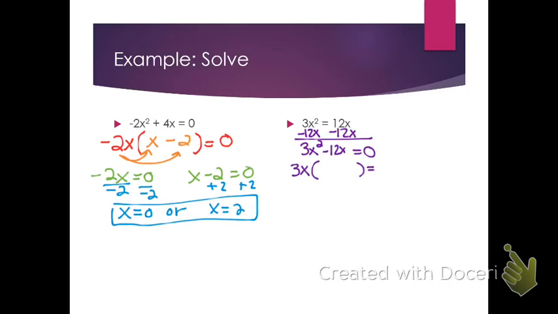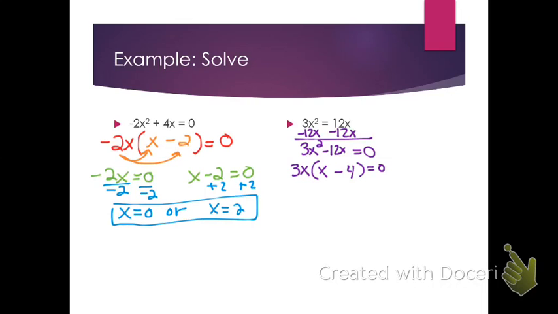Now I do the opposite of distributing. I ask myself, 3x times what is 3x squared? 3x times x is 3x squared. I ask myself, 3x times what is negative 12x? 3x times negative 4 is negative 12x.